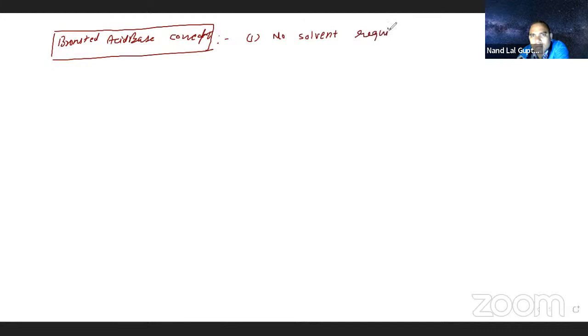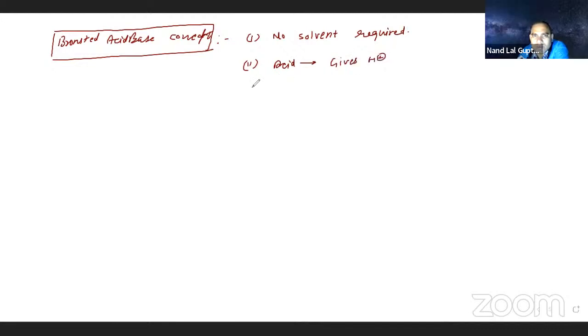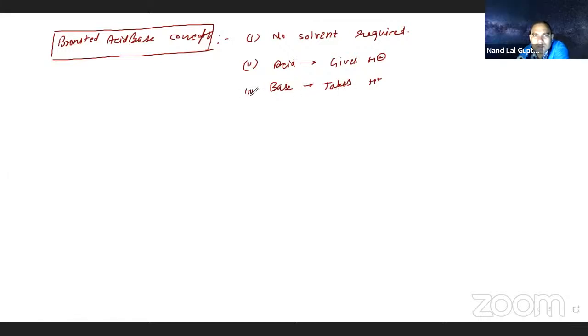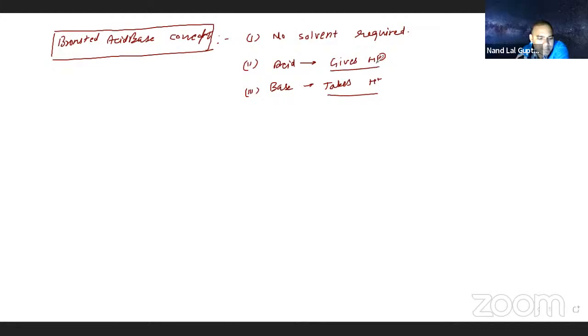Here they are not talking about the solvent. Second, if you are talking about acid, it gives H plus. If they are categorized as acid, then they are capable of giving H plus, and a base is able to take H plus. So a base takes H plus. Arrhenius has told that if it is an acid, it will give H plus; if it is a base, it will give OH minus. Yes, correct.